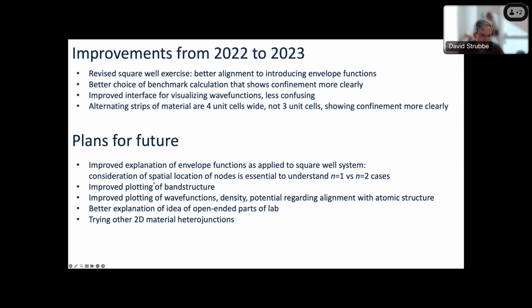And some other things that I'm planning for the future are to try to explain better about wave functions and nodes, improving the way the band structure is plotted, and trying to make some improvements about how these different functions are plotted with respect to the atomic structure, which is still a little bit clunky here. Some students were confused about these open-ended parts where I asked them to look at things in general, which is sort of partly on purpose, but partly not. I would explain to them more what the purpose of doing this is. And of course, this can be expanded to other different kinds of pairs of 2D materials.